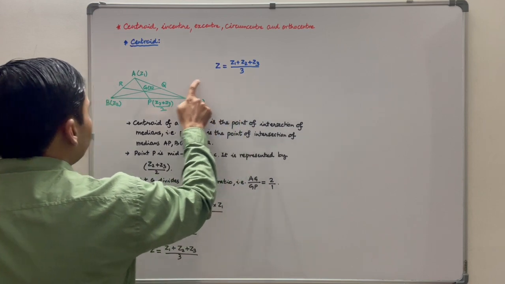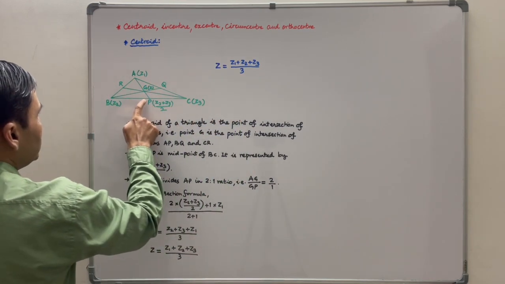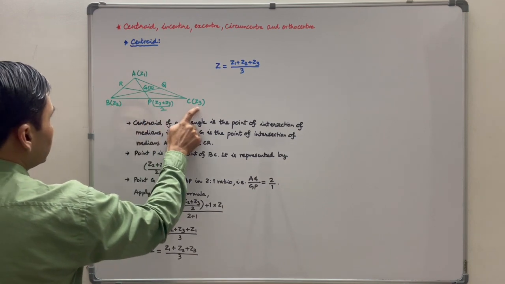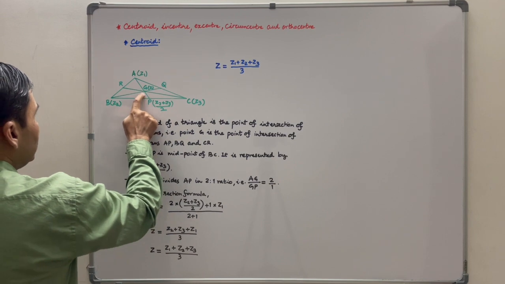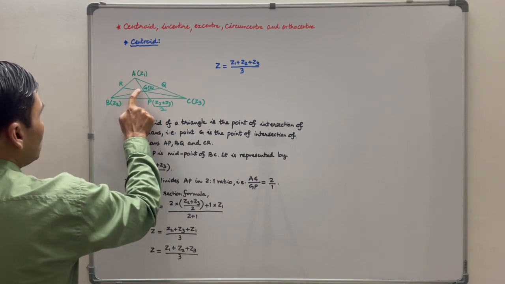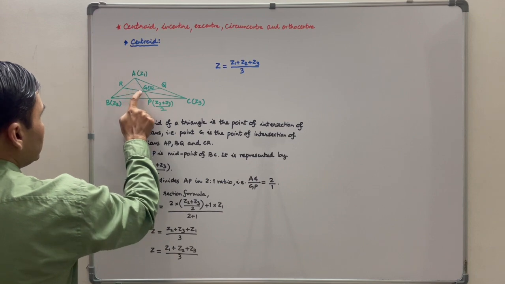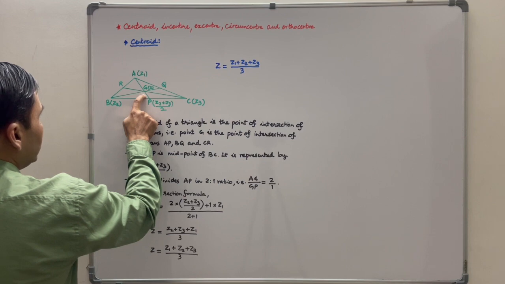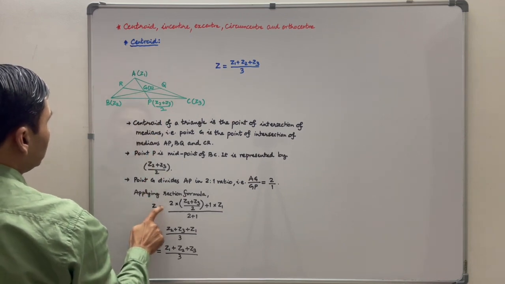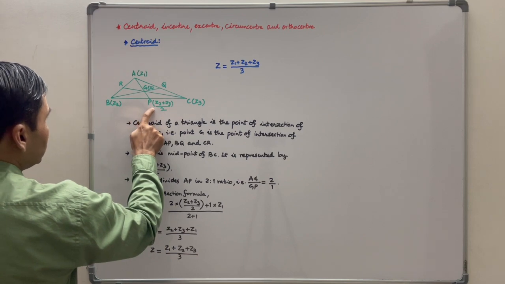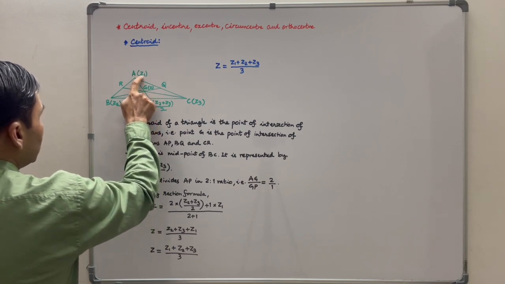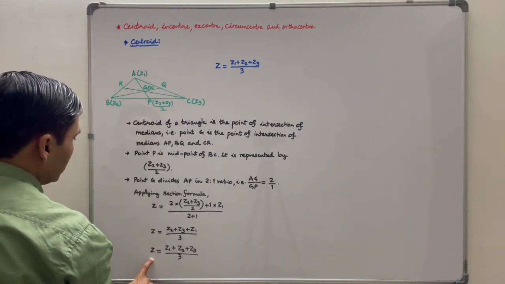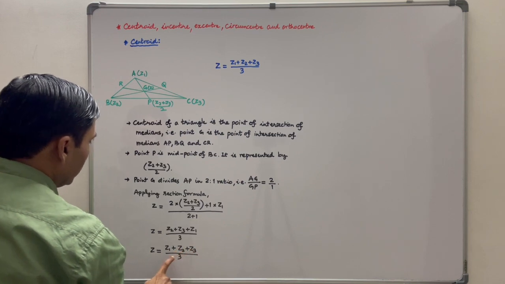Let us prove that. AP is one median. That means P is the midpoint of BC. It will be represented by (z2 plus z3) upon 2. G divides AP in 2:1 ratio. That means AG upon GP is equal to 2:1. So we can apply the section formula here and say that z is equal to (2 into (z2 plus z3) upon 2 plus 1 into z1) upon (2 plus 1). So z comes out to be equal to (z1 plus z2 plus z3) upon 3.